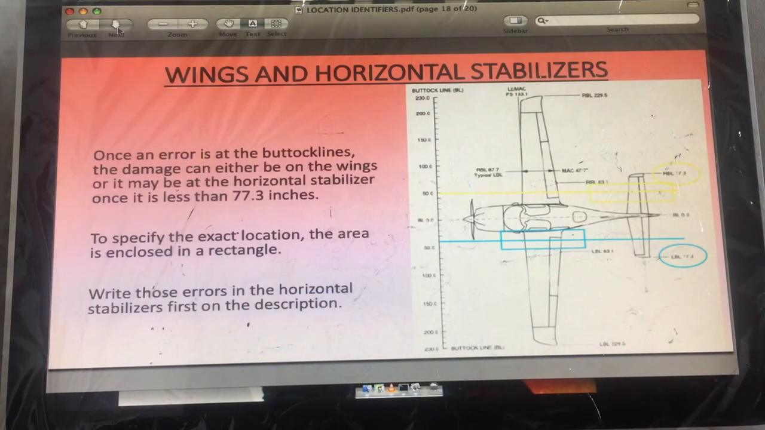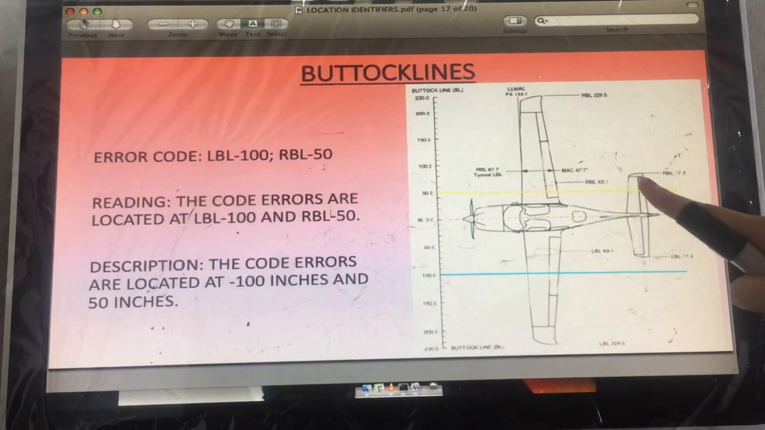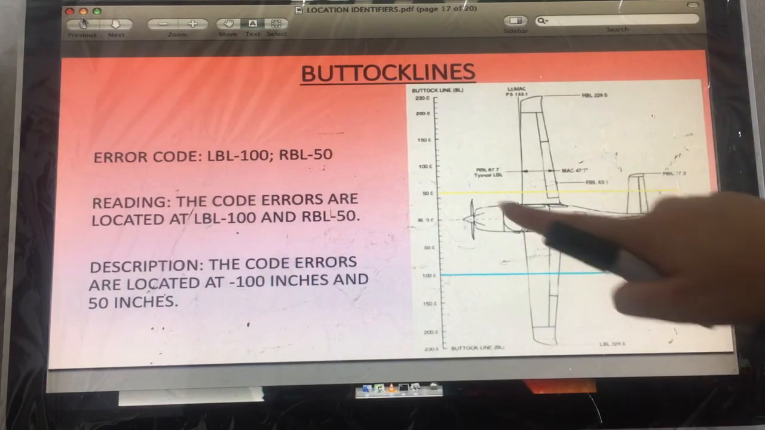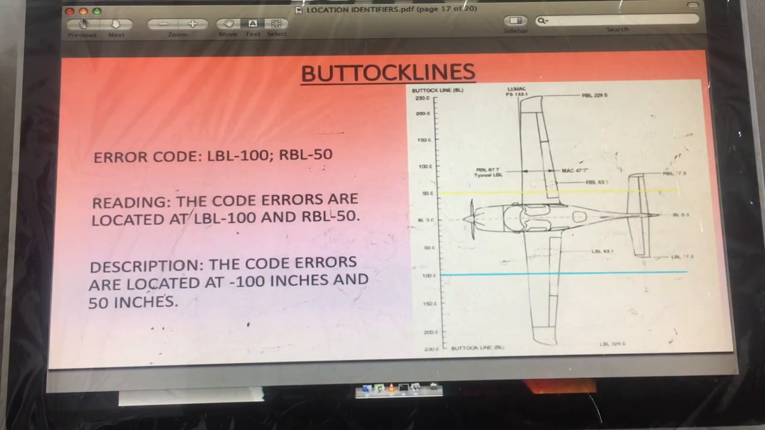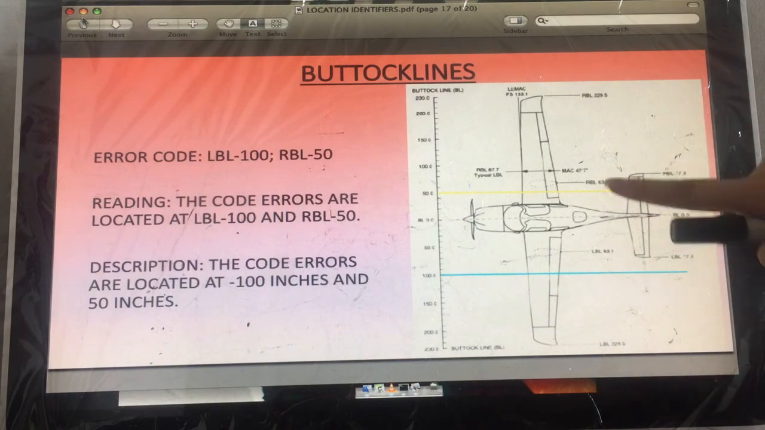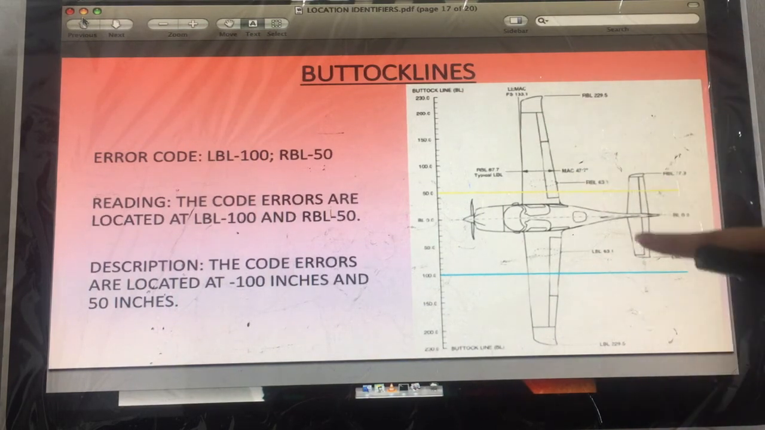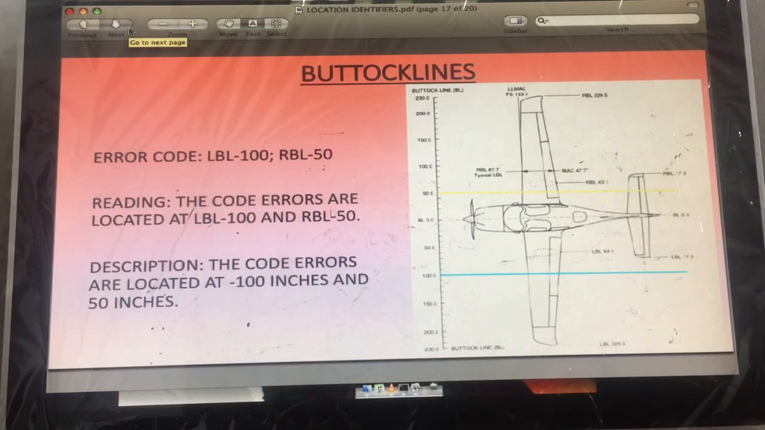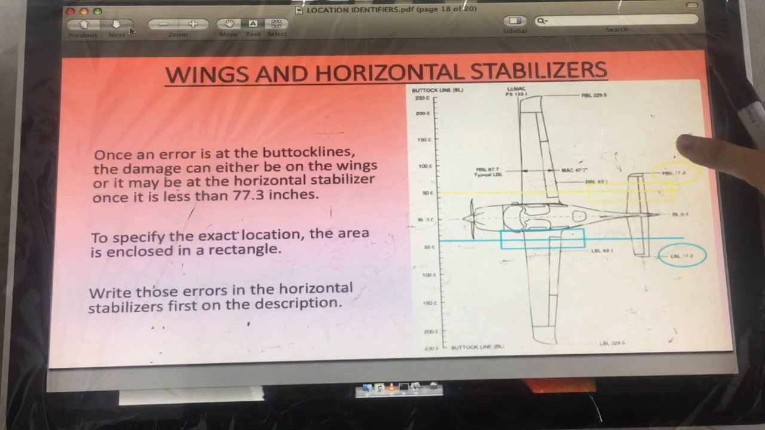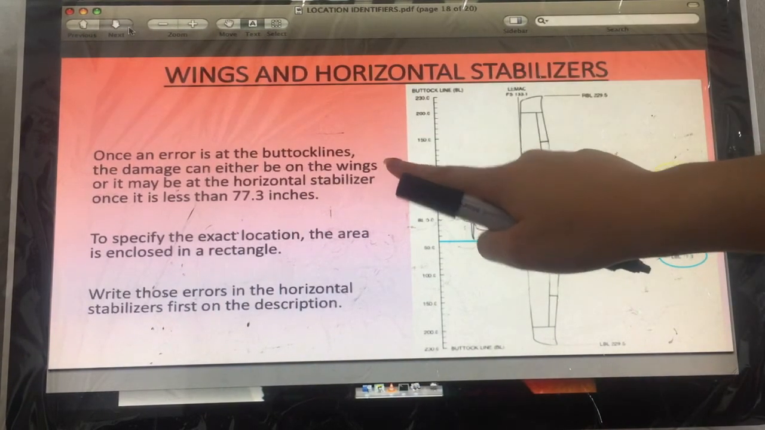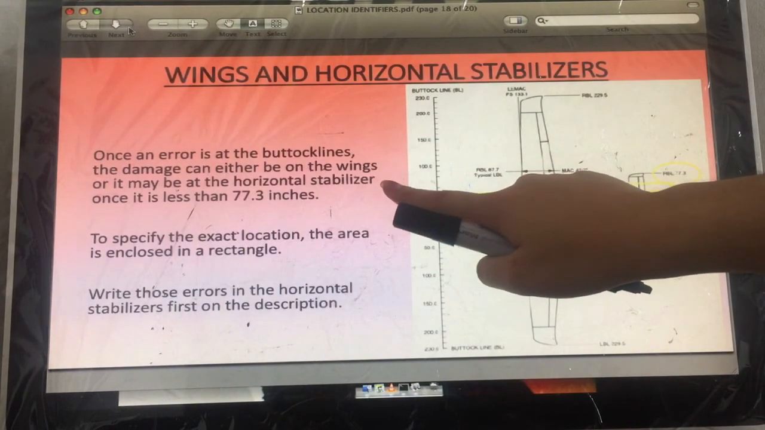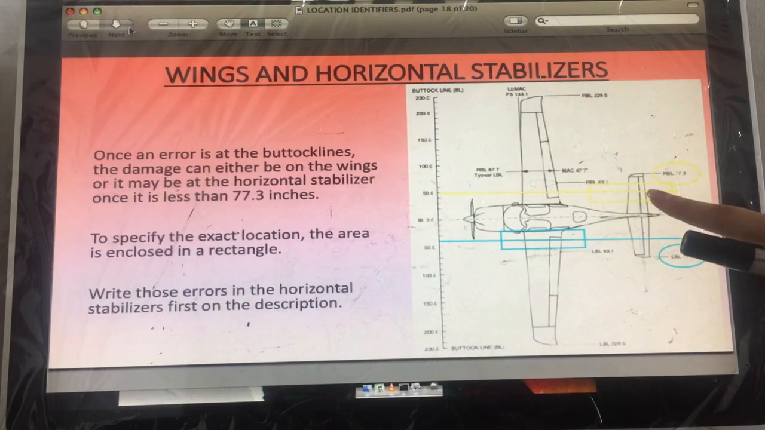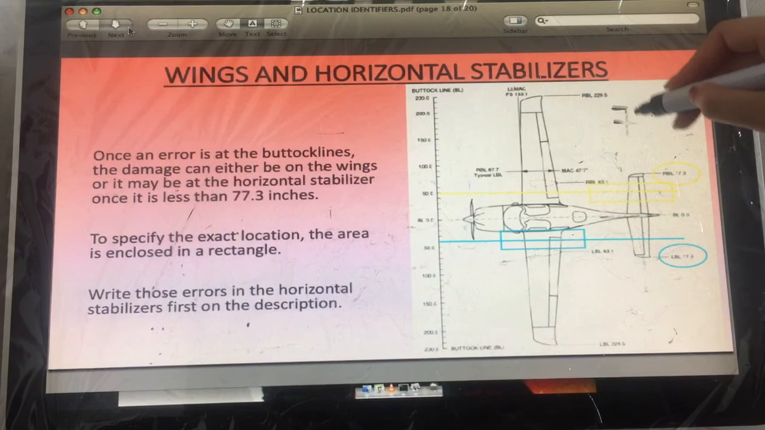Another example. Let's go back to this figure. Kung iisipin nyo, kapag buttock line ang ginagamit natin, dalawang lugar lang madalas ang pwedeng indicate kung nasaan yung error. It's either nasa wings or nasa horizontal stabilizer. So, how can we identify kung saan talaga, kung sa wing ba o sa horizontal stabilizer? Once an error is at the buttock line, the damage can either be on the wings or it may be at the horizontal stabilizer once it is less than 77.3.